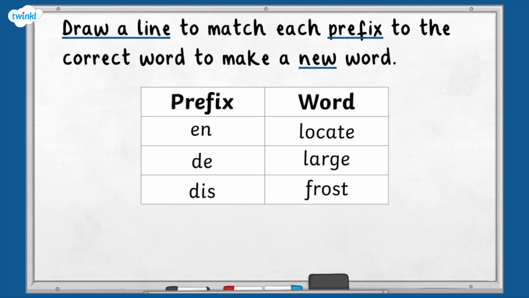Are you ready? Let's check the correct answers. The prefix en is added to large to mean to make larger. The prefix de is added to frost to mean to get rid of frost. The prefix dis is added to locate to mean to change location. Well done if you got those questions correct.